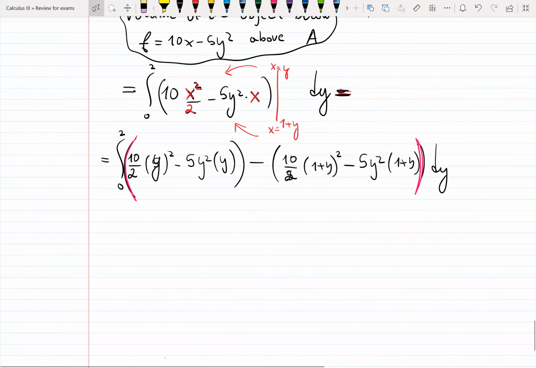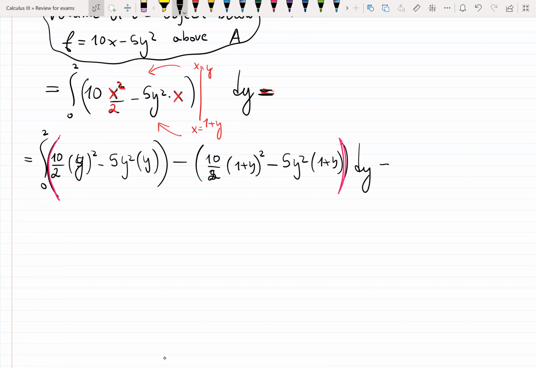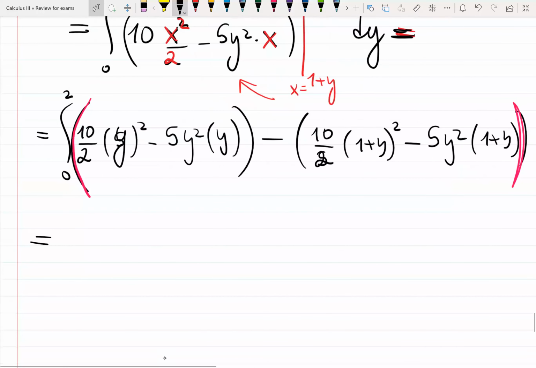So now you do integration with respect to y. Everything gets even worse. And then you simplify.